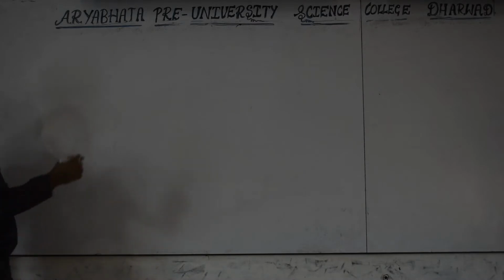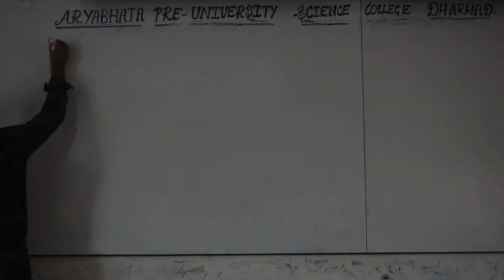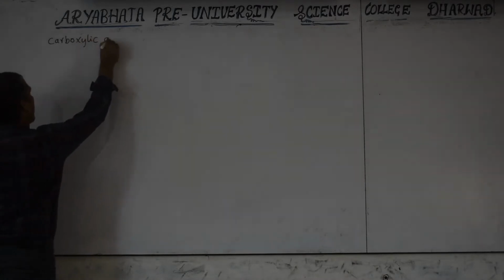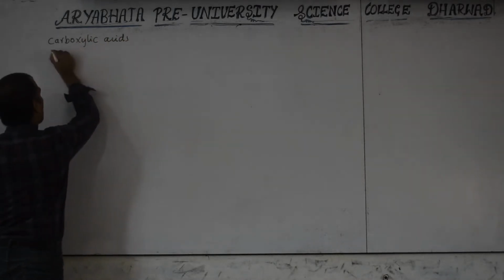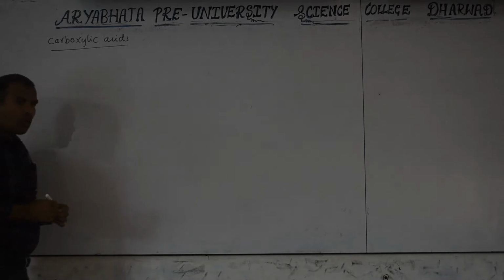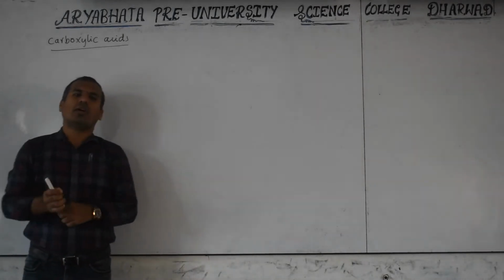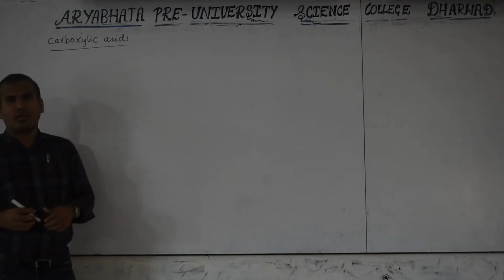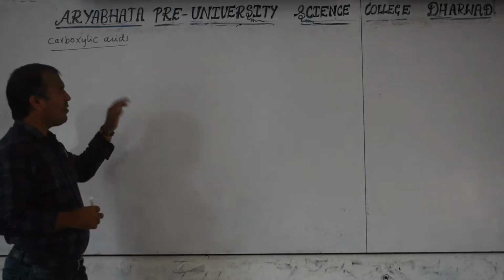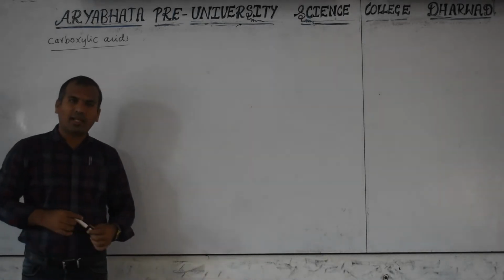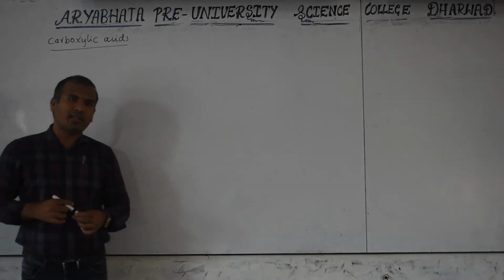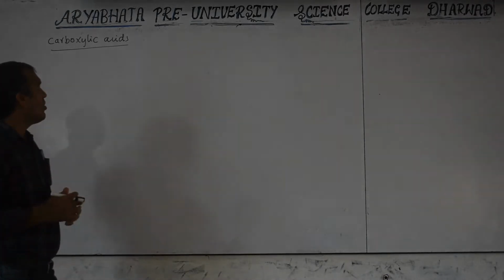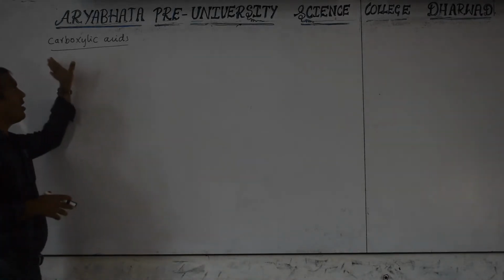Today I am discussing carboxylic acids. In carbonyl compounds, aldehydes and ketones, along with carboxylic acids, are also there. Carboxylic acid derivatives are also there, called acid halides, anhydrides, esters and amides. But that syllabus is not there in our PUC. Only carboxylic acids are there.